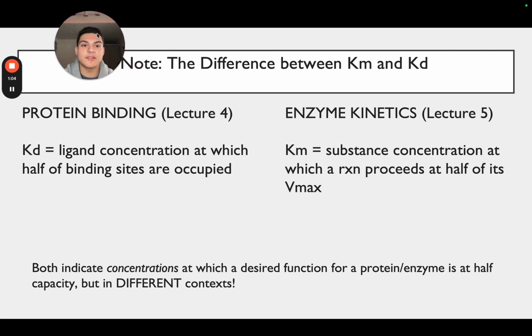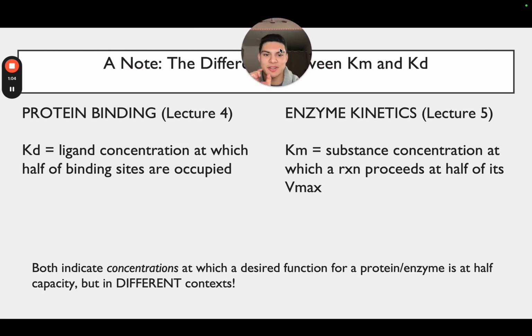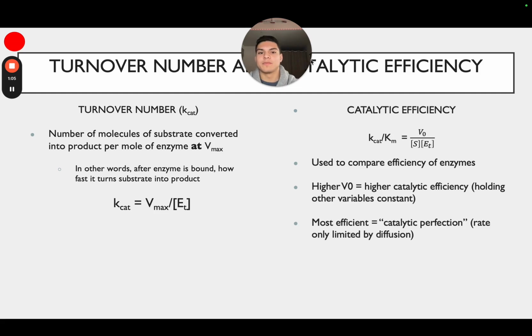I want you to know the difference between Km and Kd. Again, I just mentioned that they were subtly different, but I'll explain them here. So Kd is the ligand concentration at which half the binding sites are occupied, whereas Km is the substrate concentration at which a reaction proceeds at half of its Vmax. Both indicate concentrations at which a desired function for a protein or enzyme is at half capacity, but in different contexts. Protein binding has to do with the binding sites, whereas Km talks about the Vmax, the reaction rate. So those are subtle distinctions.